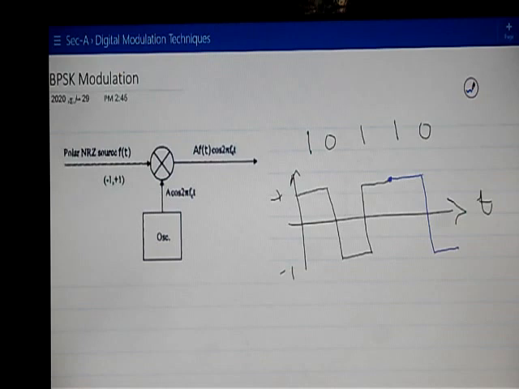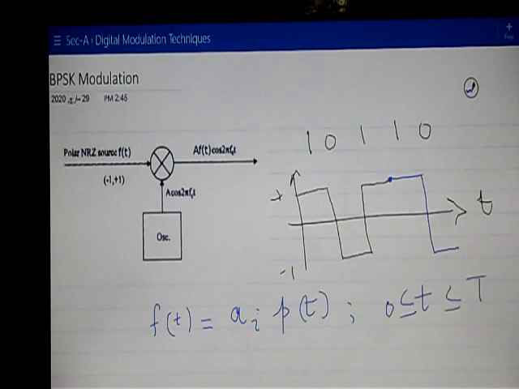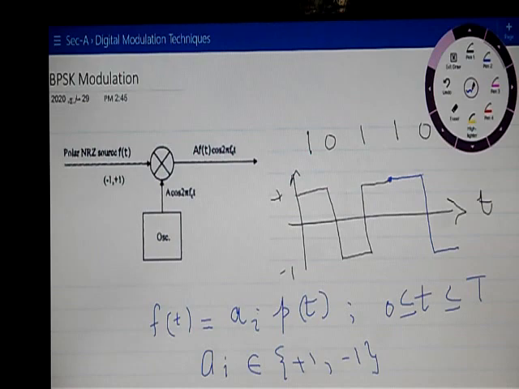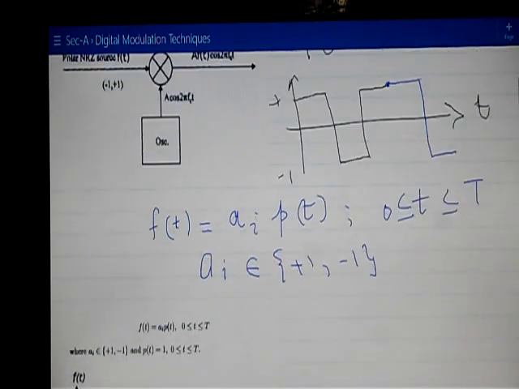And the expression, f of t, is represented in this form, a sub i p of t. Now it is mentioned that this expression is for the time duration 0 to capital T, right? And if you see a i, it is given that a i is either plus 1 or minus 1. So this is just a mathematical representation of the output of the binary source.